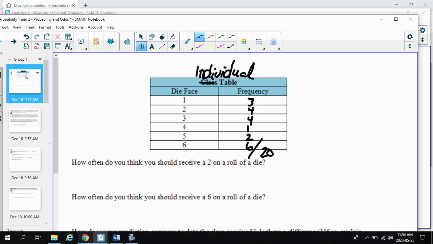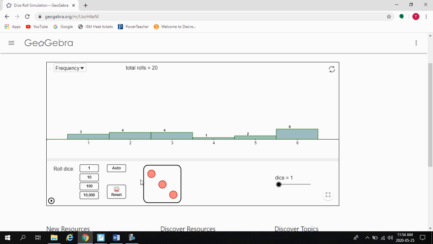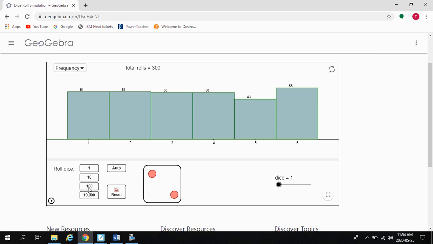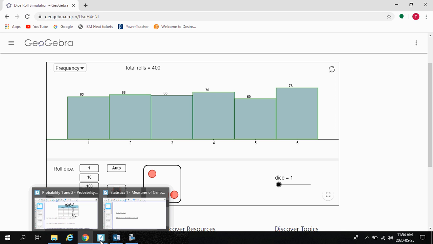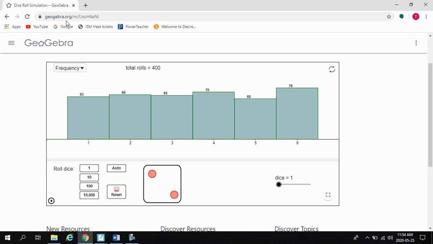So let's say we had a big class instead of our teeny tiny little class, and we had 20 people in it and we all rolled it 20 times. Well, that's 400 rolls. So I'm just going to put in 400. So if we had 400 rolls, what you see is 63, 66, 65, 70, 60, 76.